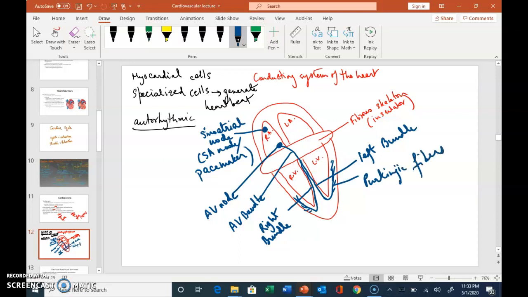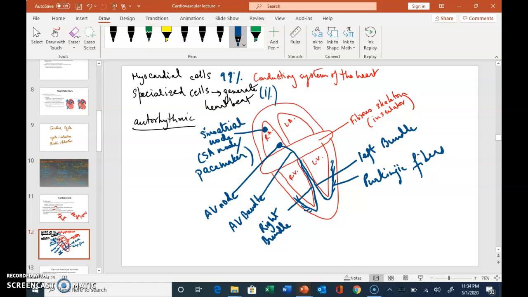So let's review the anatomy one more time. We see 4 chambers of the heart, and the atria and the ventricles are separated by the fibrous skeleton. Obviously in the heart we will see myocardial cells, and remember about 99% of the cells are actually myocardial cells, and then there are specialized cells which are about 1%. The specialized cells can generate the heartbeat, and that's why the heart is called autorhythmic, meaning that it can generate its own beat without innervation of the nervous system. We do see the SA node on the superior posterior side of the right atrium.